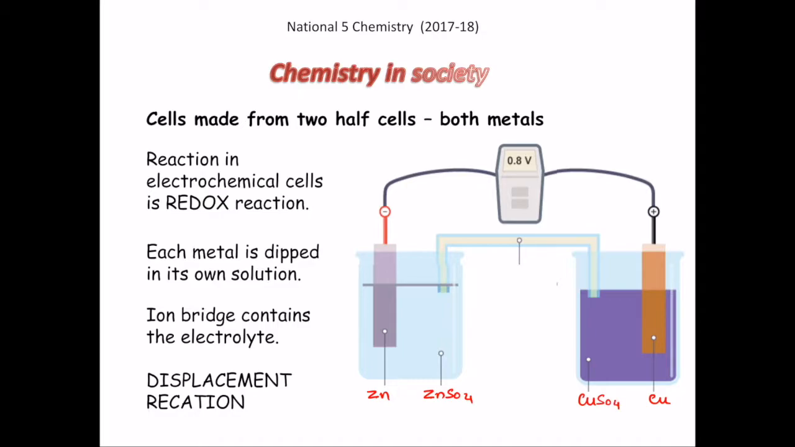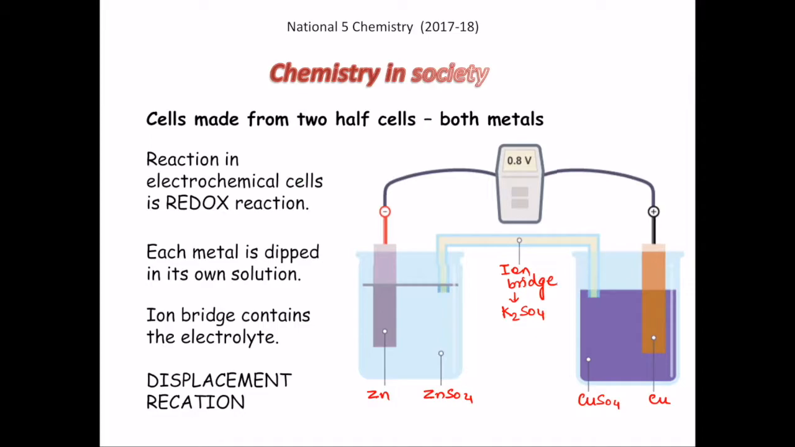In the center you can see that this is called the ion bridge or the salt bridge, and generally it consists of an electrolyte salt or an ionic salt, like potassium sulfate in this case. This ion bridge does not take part in the cell reaction, but it always helps to complete the electric circuit in this whole setup of the electrolyte.